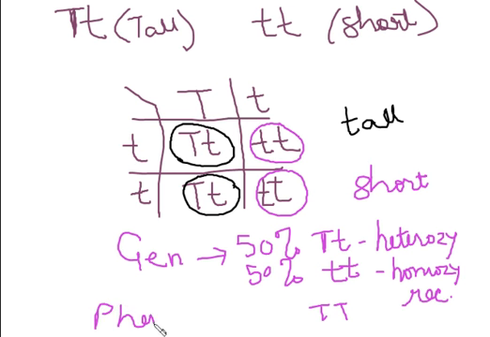Phenotypically is what you see, and we just said these two would be tall and these two would be short. So there's a 50% chance of the offsprings being tall and 50% chance of the offsprings being short. So phenotypically is what you see. So this is the first activity.